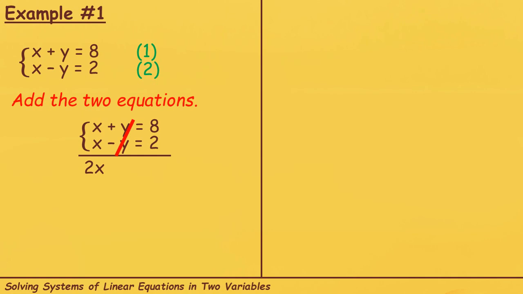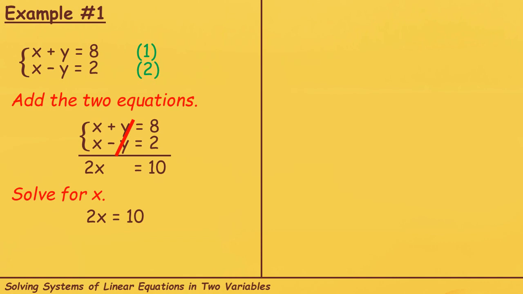Ang additive inverse ng y is negative y. Okay, and then, we will also add the constant here. 8 plus 2 is equal to 10. Now, after adding the two equations, at may na-eliminate tayo, solve for x dahil ang natirang variable is x. So that will be 2x is equal to 10.